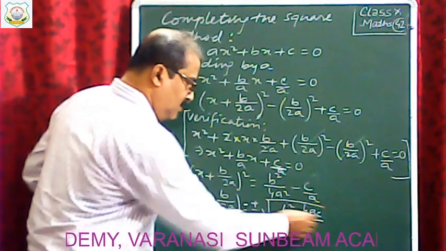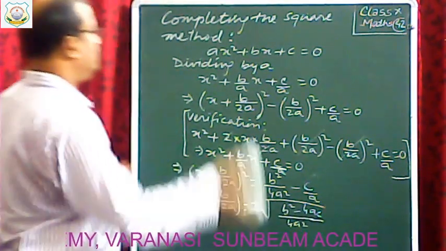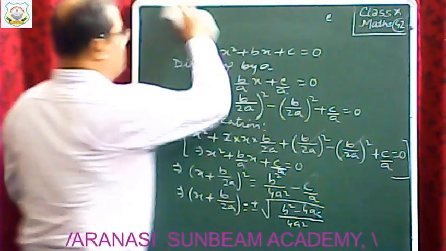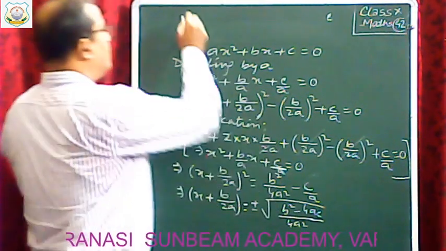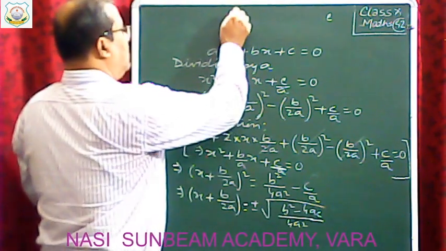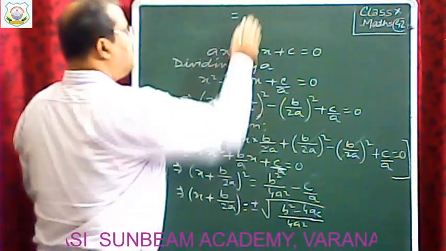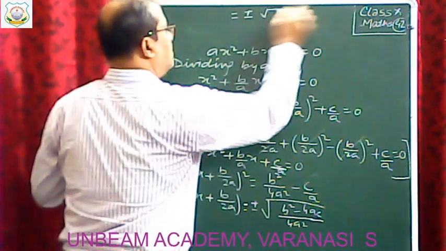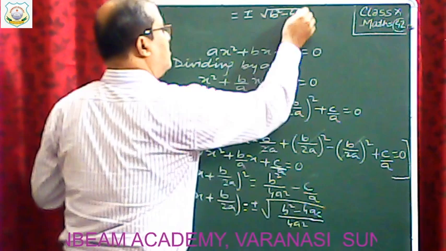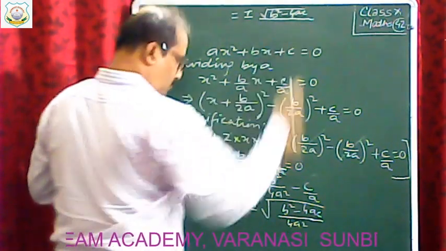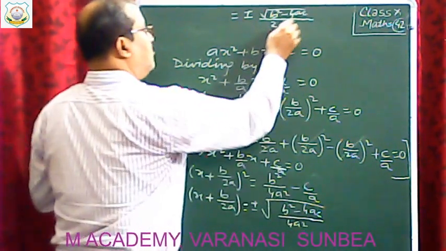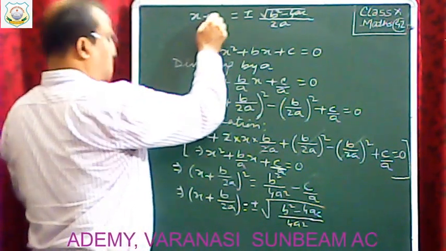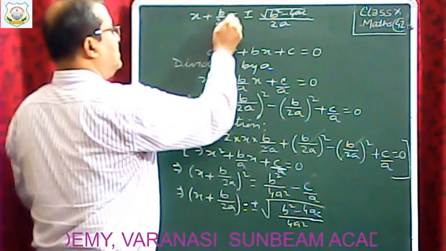And thereafter you have to find where we have to show. Finally, what do we get? Plus minus square root b square minus 4ac whole upon 4a square. So take out the square root of 4a square, 2a, and x plus b upon 2a as it is.